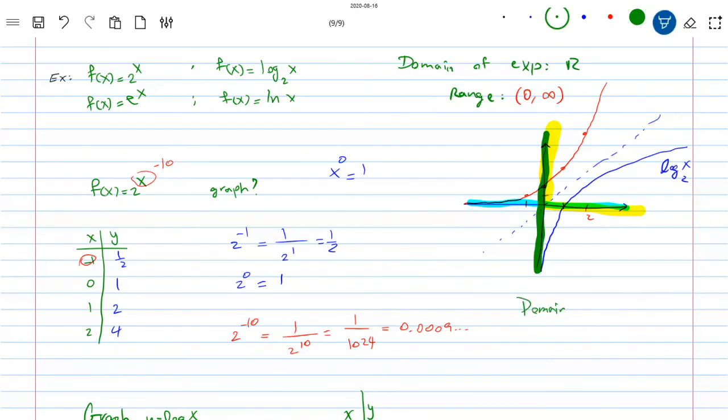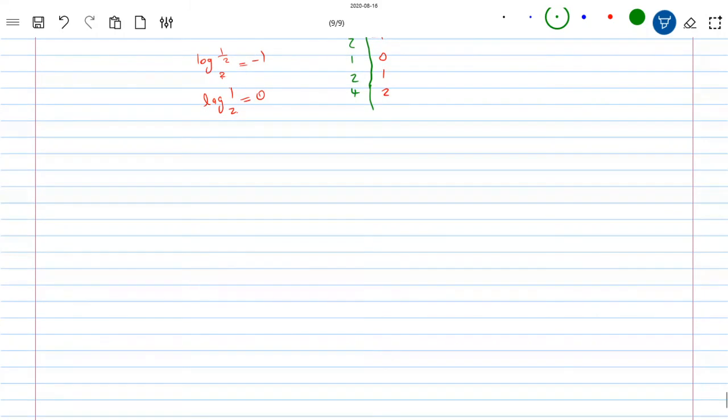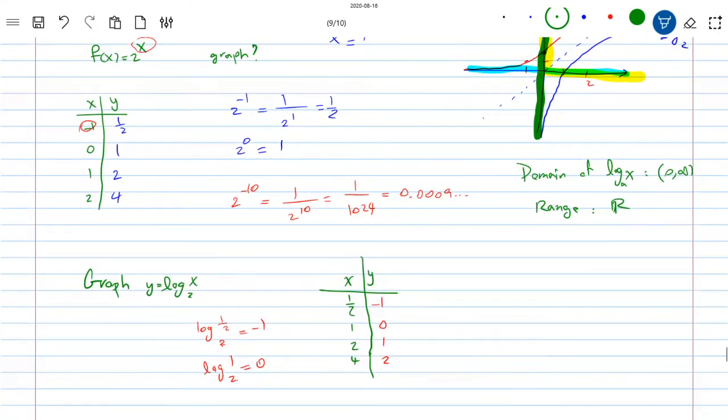The domain of log is 0 to infinity, and the range of that would be, maybe I should say log x base a, the range would be all real numbers. Make sure that you review these a bit, because it's necessary to know how to calculate log values. Here's one thing that you should know, that log x base a equal to y means a to the power y equals x. This is the relation between exponential and log.